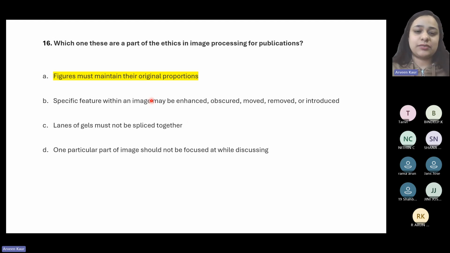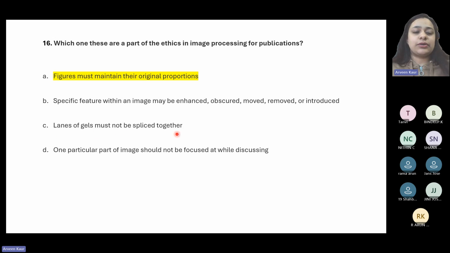In the same lecture it was told to you that the images can be enhanced, but it should be evenly enhanced, right? It should never be obscured or moved or removed, right? That should never be done, that a part of the image is removed, a part of the image is obscured. That should never be done, right?